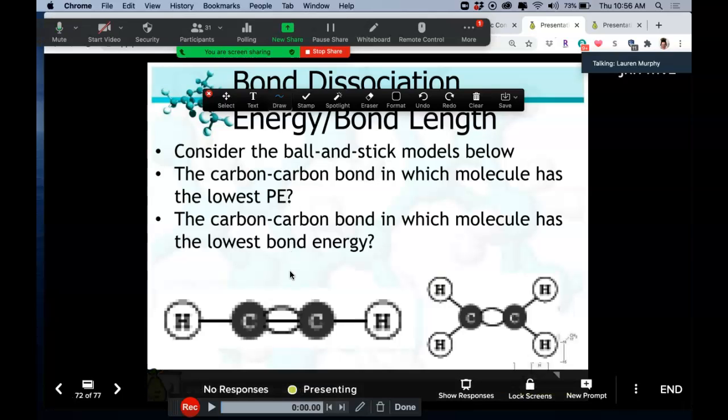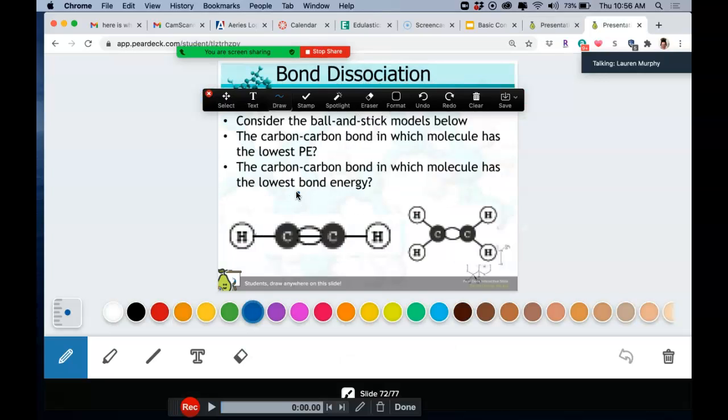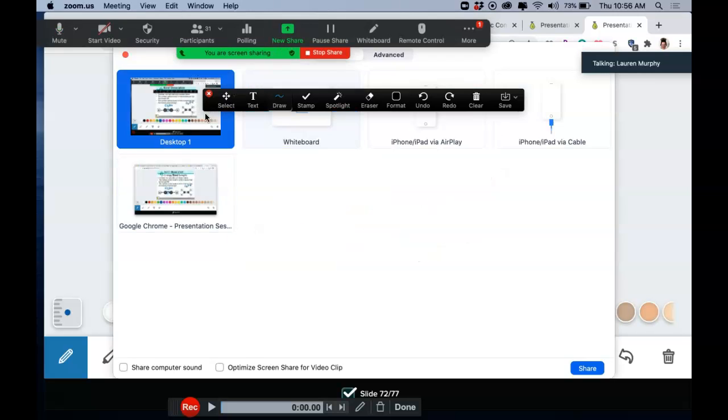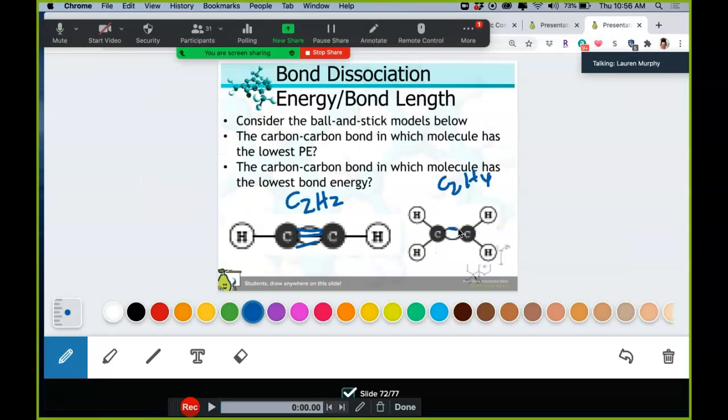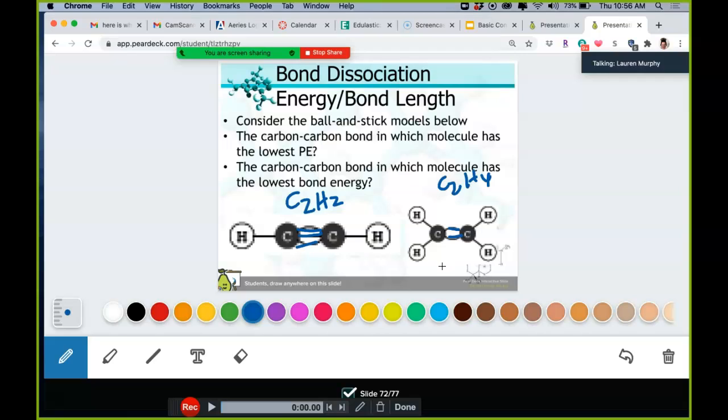All right. So this is a ball and stick model of two organic molecules. This is C2H2. That's a triple bond. This is C2H4, which is a double bond.